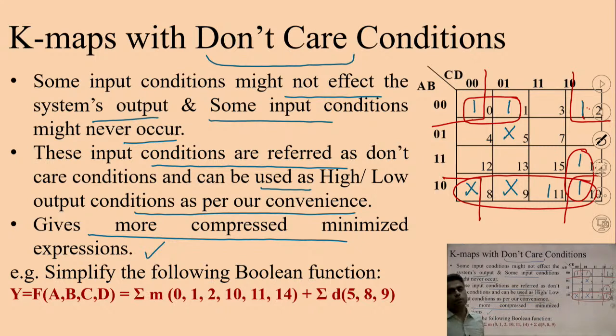So don't care number 5, the don't care at the 5th position, is not being used. Because if I consider this as a 1, then I will have to make another pair, which will increase the number of groups. Okay, so in this way we can make optimized pairing.